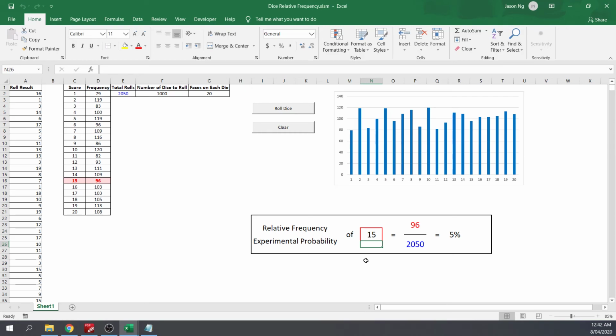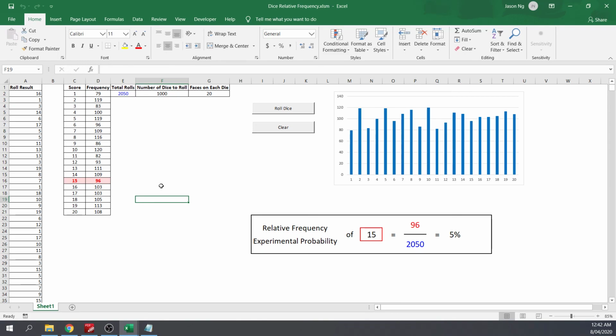Alright, but the big takeaway is this new idea of relative frequency or experimental probability of some event that you're interested in. Right now it's on 15. It's the number of times we got that thing we're interested in, divided by the total number of trials we did. So if in 96 out of 2050 rolls we got 15, well, that's our experimental probability then. It's often different to theoretical, but as you do the thing more and more times, it'll get closer.